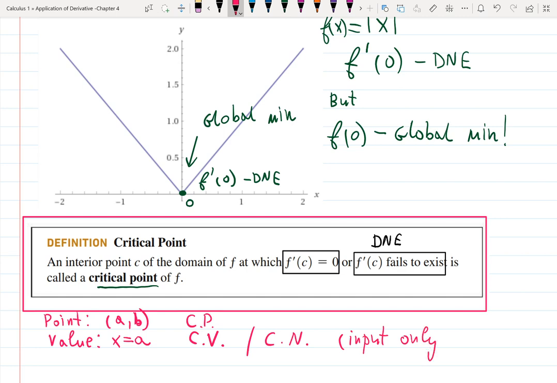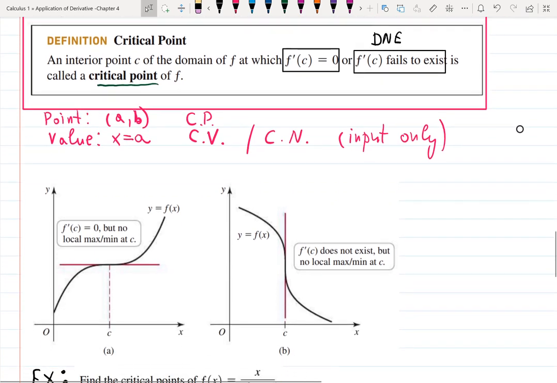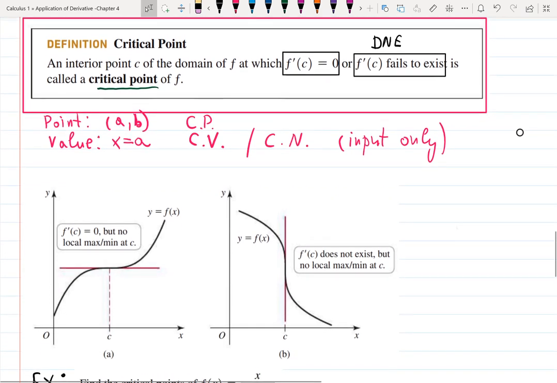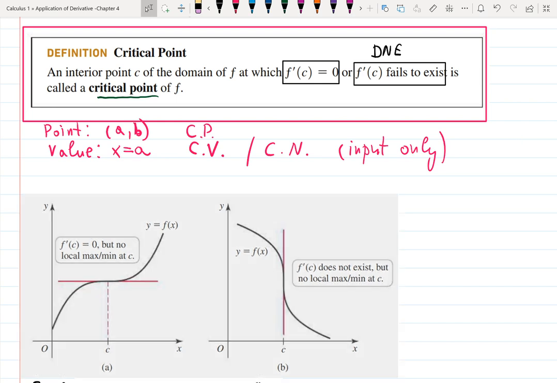Input only. Whatever it is, x equals a, t equals a, and so on. Okay. Now, one more exception. Oh my gosh, one more exception. The exception tells me that sometimes the derivative is 0 or doesn't exist, but it's not a maximum or minimum. So I cannot claim that a critical point always gives me a maximum or minimum.